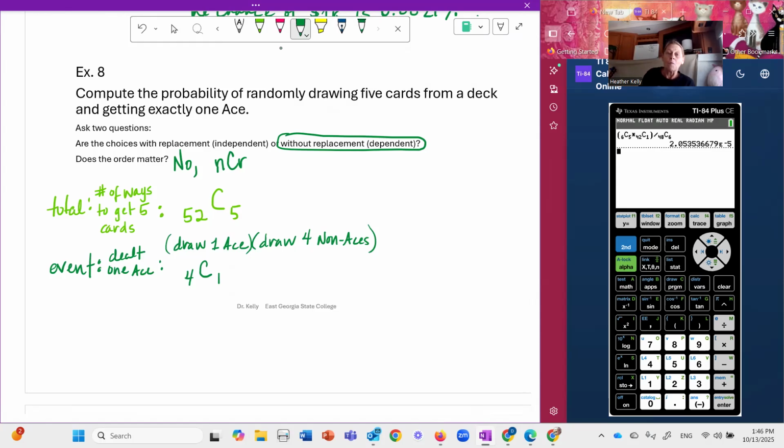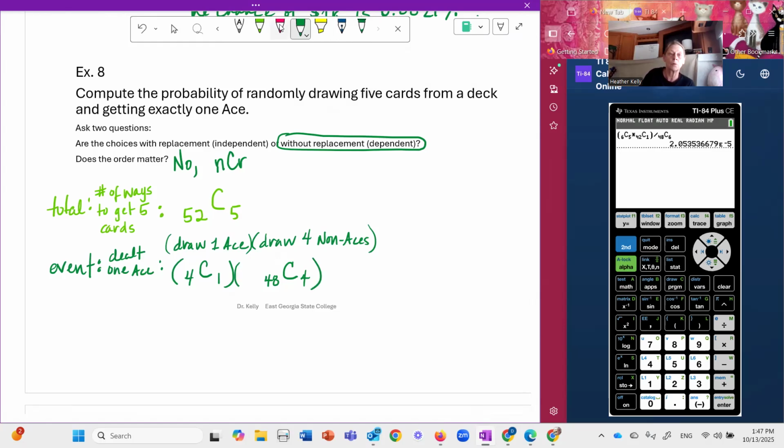And then 4 non-aces. Well, how many cards are left? There are 48 cards, so 52 cards minus the aces, and we draw out 4. There is 48 choose 4. That's going to be our total here. 1 and 4 is 5, we're choosing 5 cards, and 48 plus 4 is 52, so everything is accounted for. So that's going to be our event.